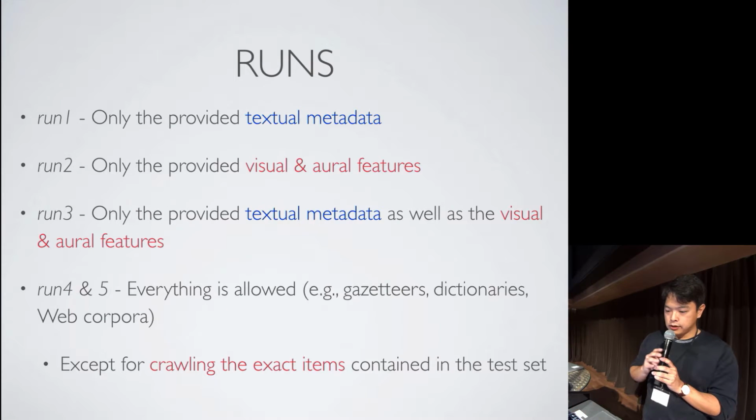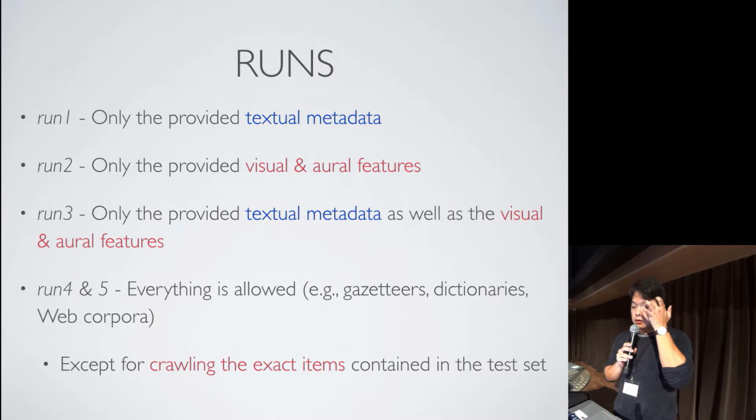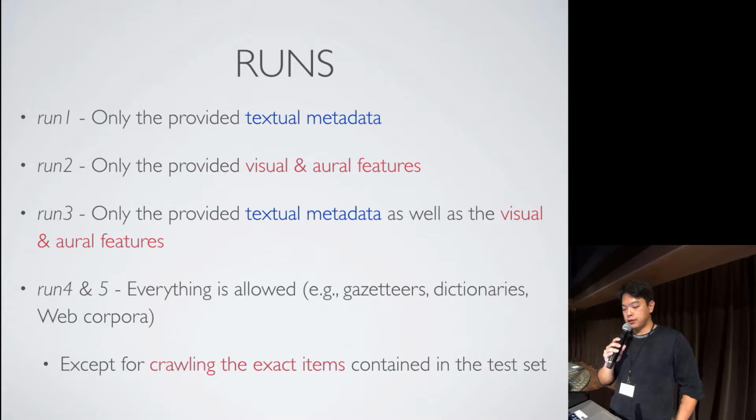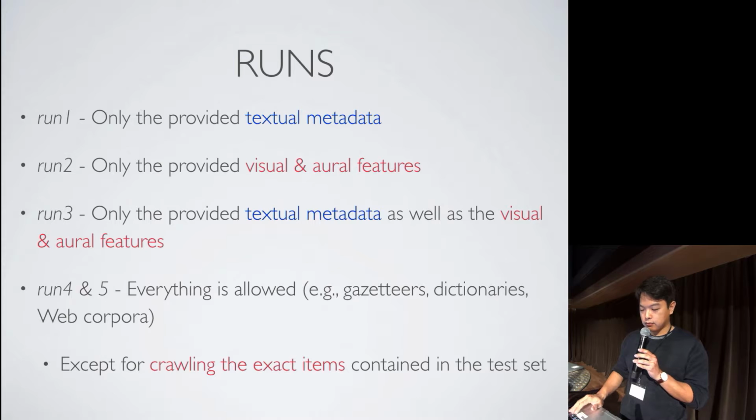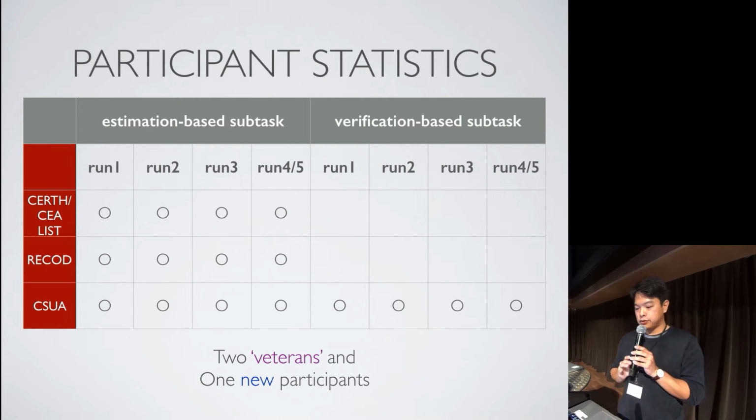So we had 5 runs submitted. The first one, you can only use text. Second, visual and audio feature. Third, it's a combination of run 1 and 2. And for run 4 and 5, you can use anything you want. For instance, external geographic databases like Gazetteers, dictionaries, web corpora, Wikipedia, whatever you want, except for crawling the exact items contained in the test set. So we had 3 submissions this year, 2 veteran teams and 1 new team.